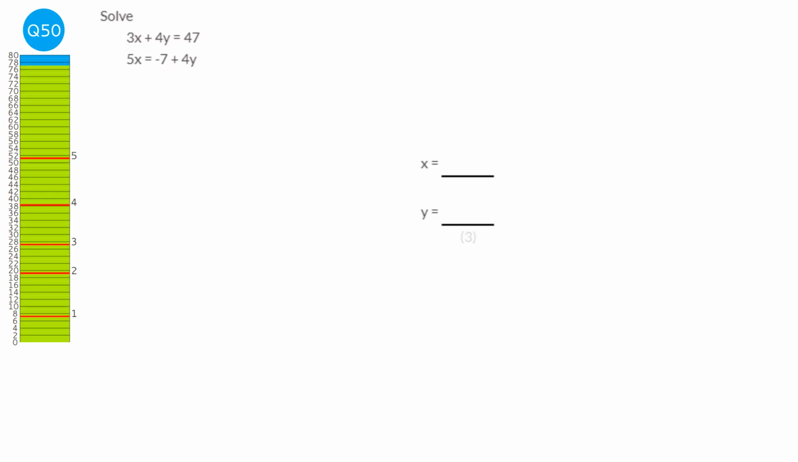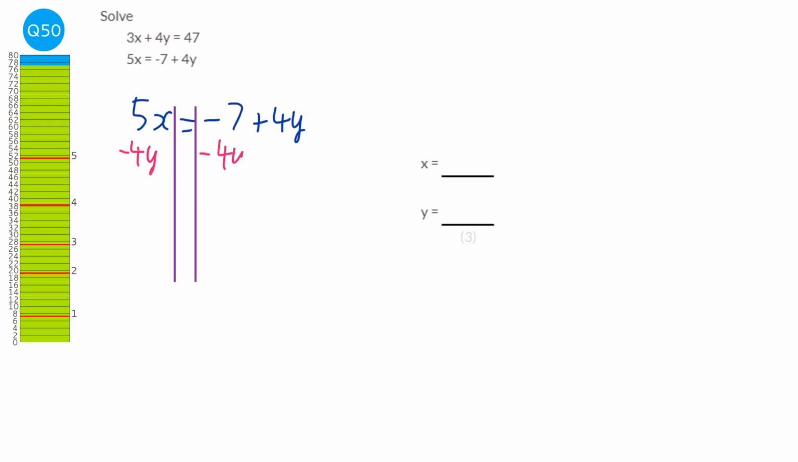So the first thing I notice is the second equation isn't really in the normal format for doing simultaneous equations. So I'm just going to rearrange it so that we have it where we want it to be. And I'm just going to put my lines in so I can rearrange. So the first thing I want is the x's and y's on the same side. In fact, all I need to do is take away 4y from both sides, and we get 5x minus 4y equals -7.